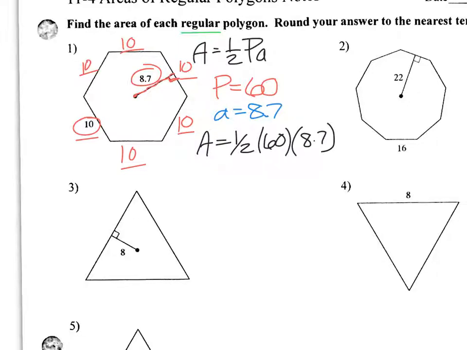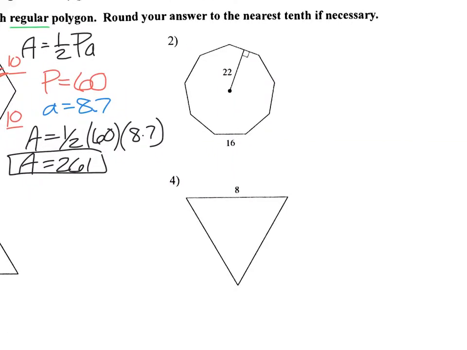So again, just going to type this on the calculator. Make sure again that you don't round until you get to the very end of the problem. So this one we don't have to. It comes out 261. Okay, let's do the next one.